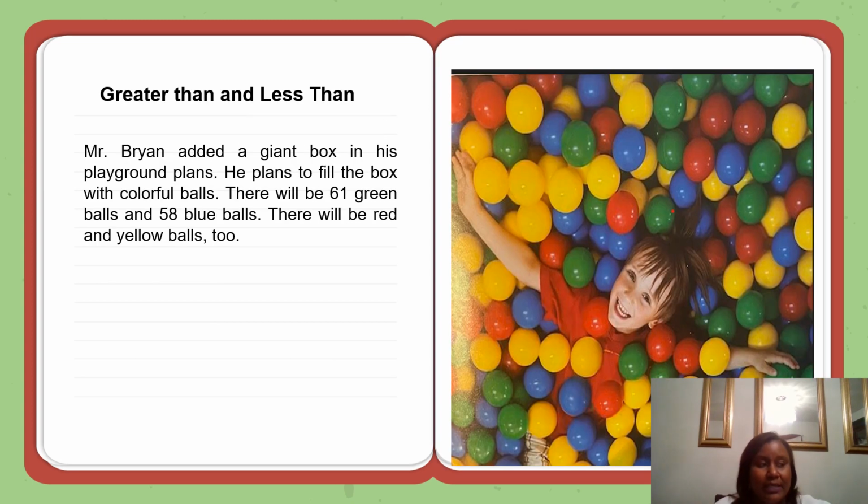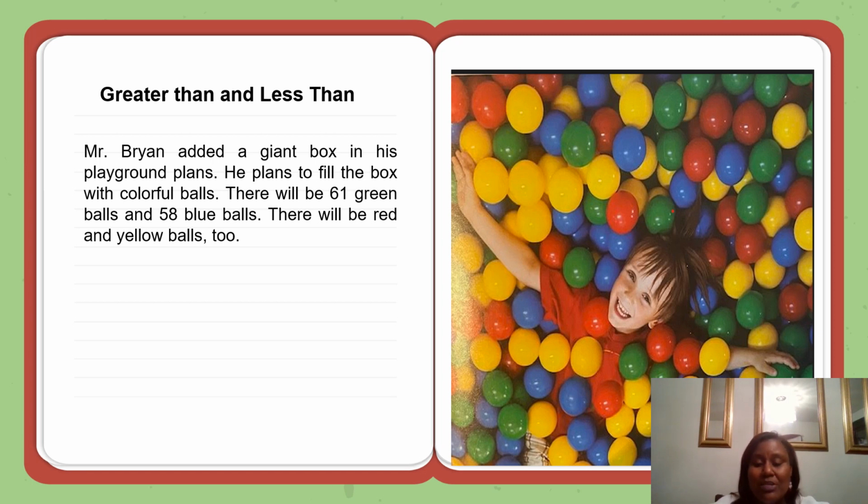Greater than and less than. Mr. Bryant added a giant box in his playground plans. He plans to fill the box with colorful balls. There will be 61 green balls and 58 blue balls. There will be red and yellow balls too. You can use place value to compare numbers. Place value tells you if a number is greater than, or less than, or equal to another number.